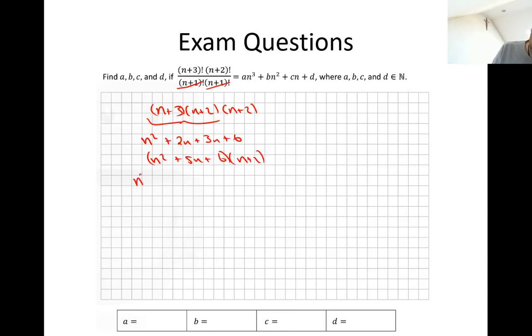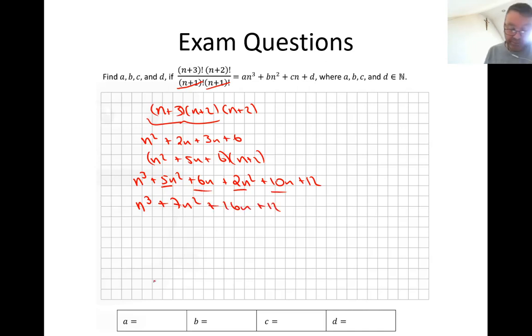That'll give me n cubed plus 5n squared plus 6n plus 2n squared plus 10n plus 12, and then just tidy it up. N cubed, 5n squared and 2n squared, that's 7n squared, 6n and 10n, that's 16n, and plus 12. So down here, what's A? A is 1, B is 7, C is 16 and D is 12. Yep, factorials are that easy.